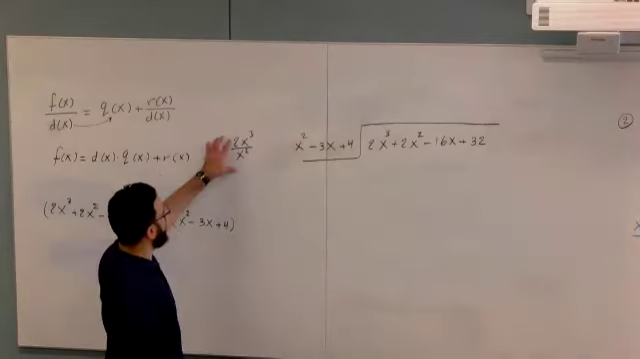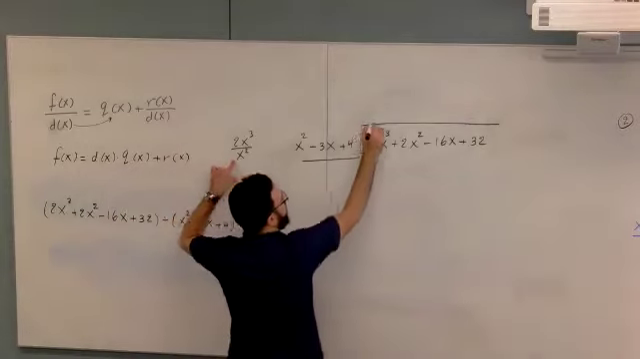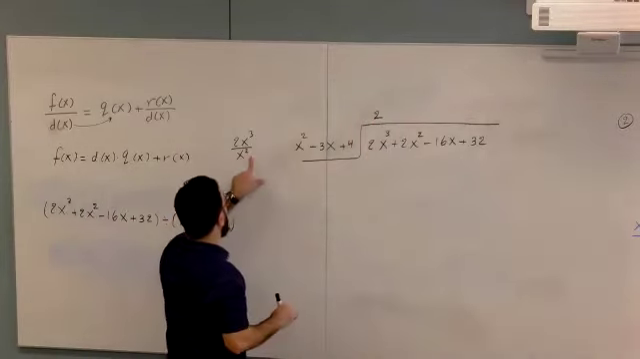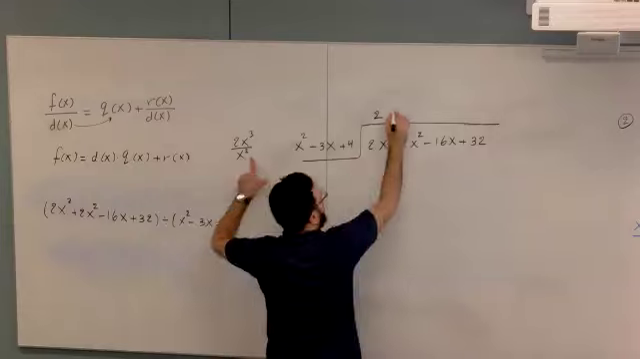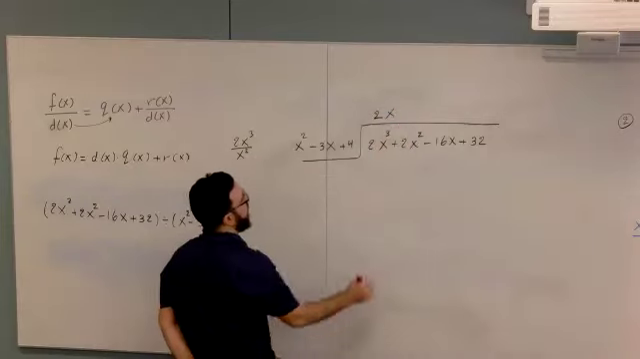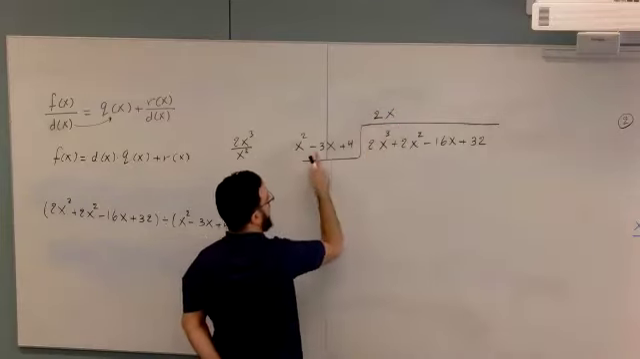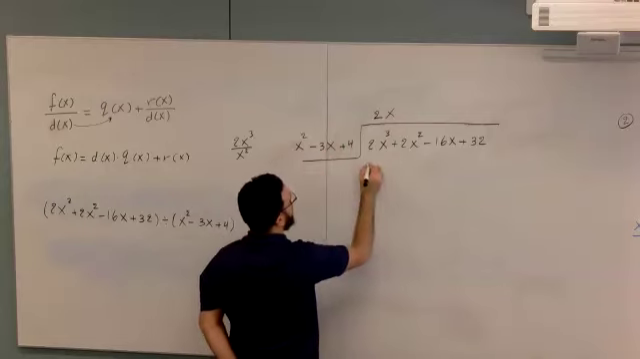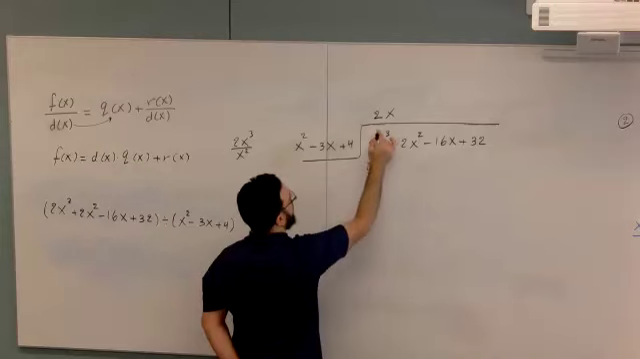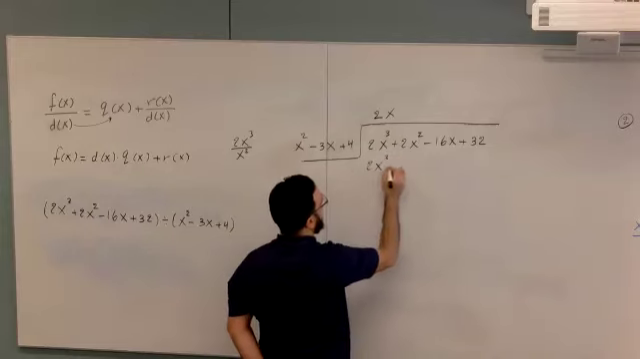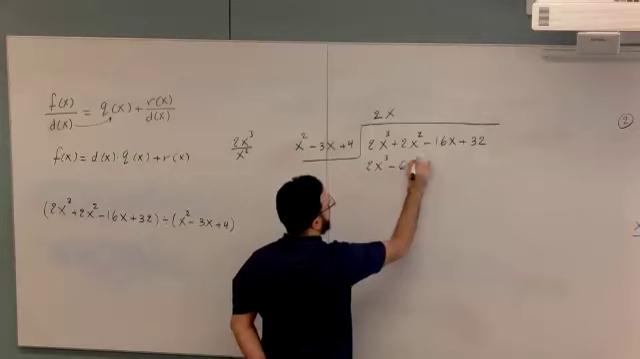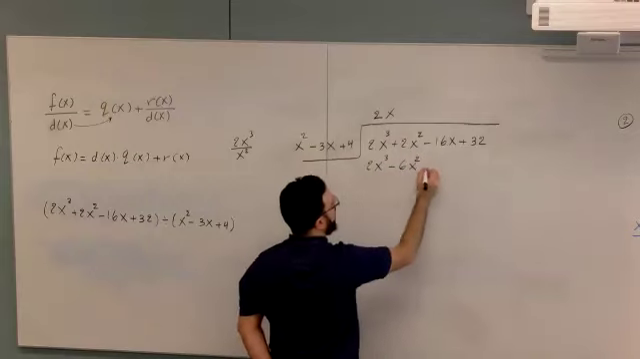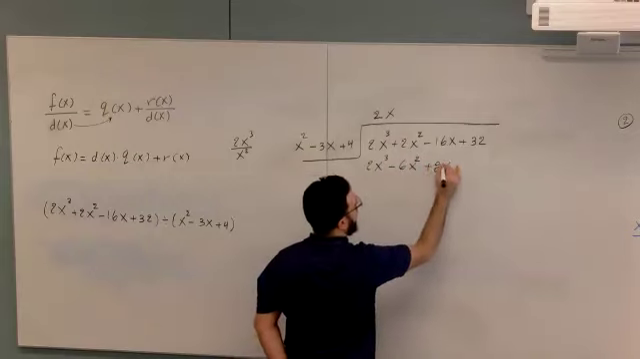So what's left from here? 2 divided by 1 is 2. 3 minus 2. Let's multiply this part with the 3 terms. 2x times x squared, 2x cubed. 2x times 3x squared. 2x times 4, 8x.